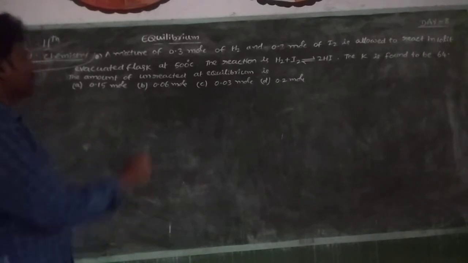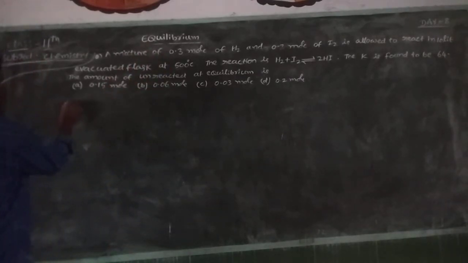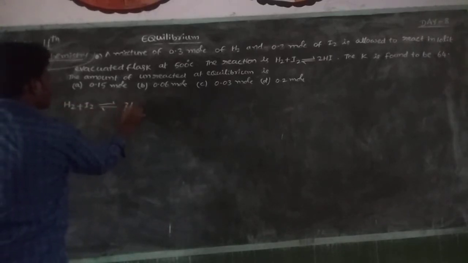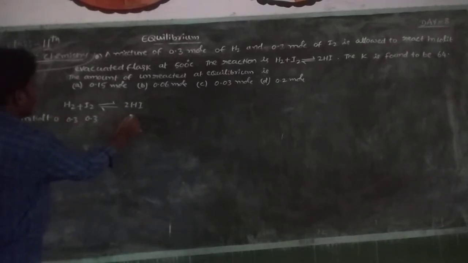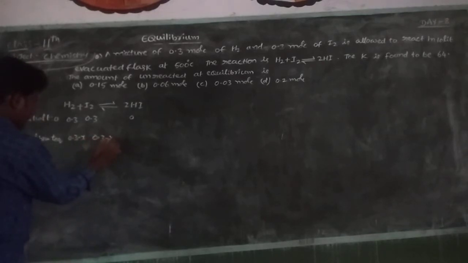You have to write the equation H2 plus I2 reversible reaction 2HI. At initial, you have to take the initial time t equal to 0. Hydrogen is taken as 0.3 moles, I2 is taken as 0.3 moles, and reactants are not converted into the products. At equilibrium, it is 0.3 minus x. 0.3 minus x, have to write it.